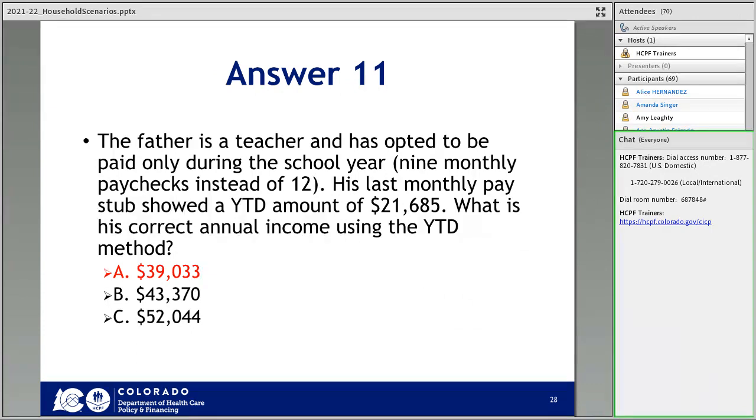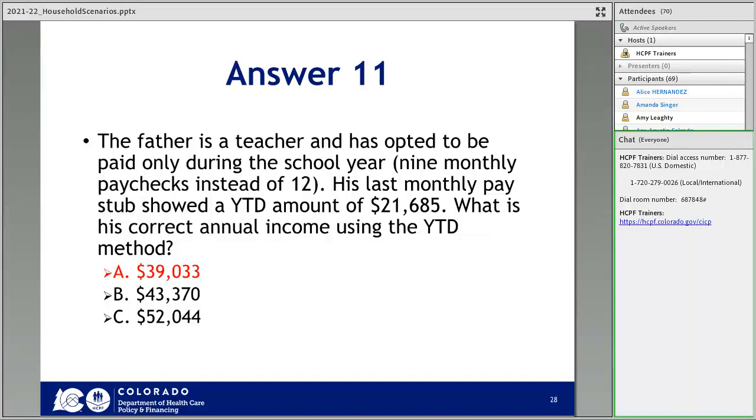Okay, so the correct answer for this one is $39,033. So for this one, what you should have done is take the 21,685, divide it by 5, since his last monthly pay stub was in May, so you have had 5 at this point in June. And then he's going to get 4 more for the rest of the year. So you take the year-to-date amount, divide it by 5, multiply it by 9, that gets you the $39,033.